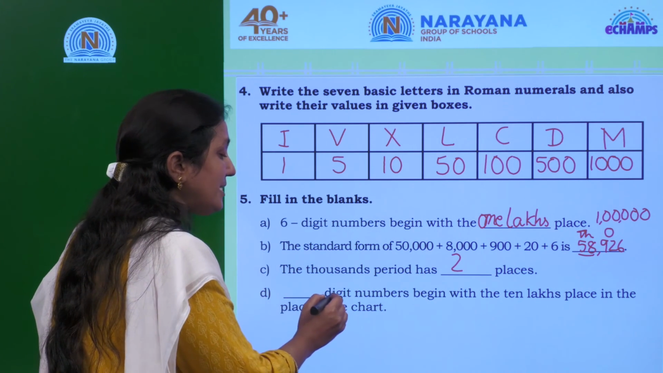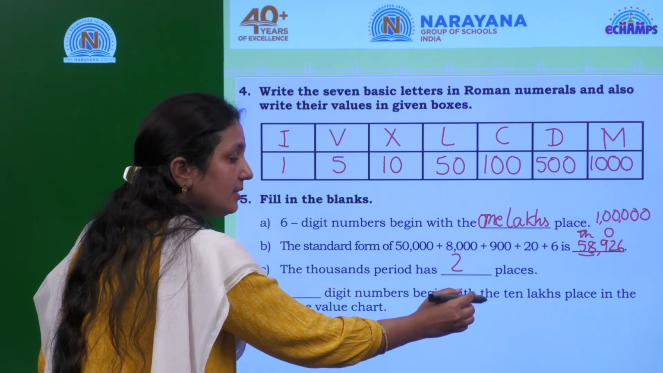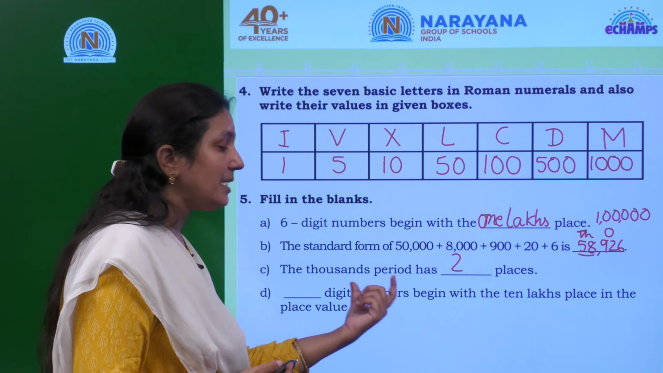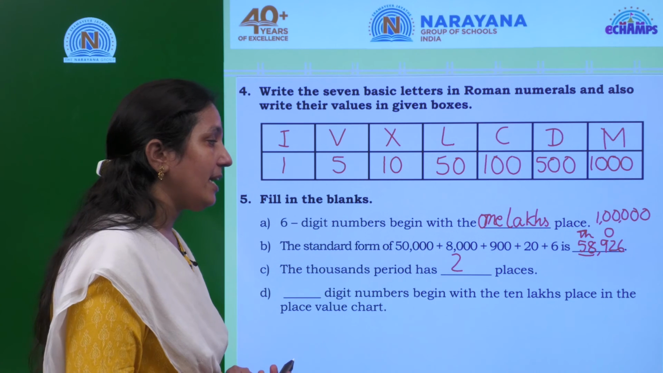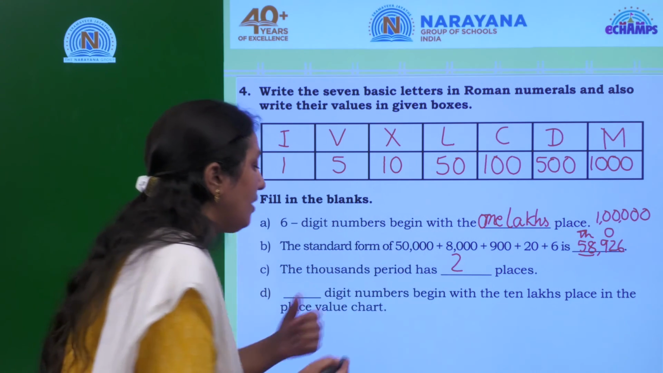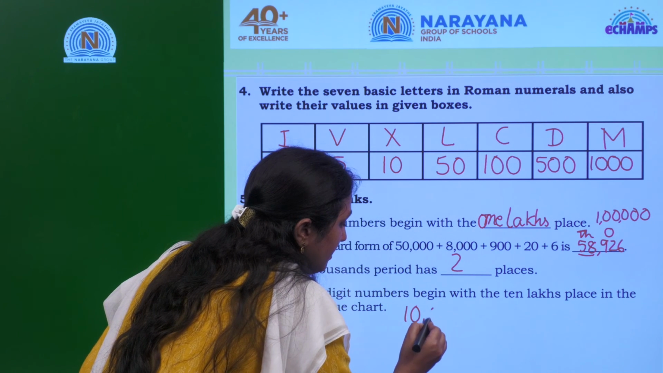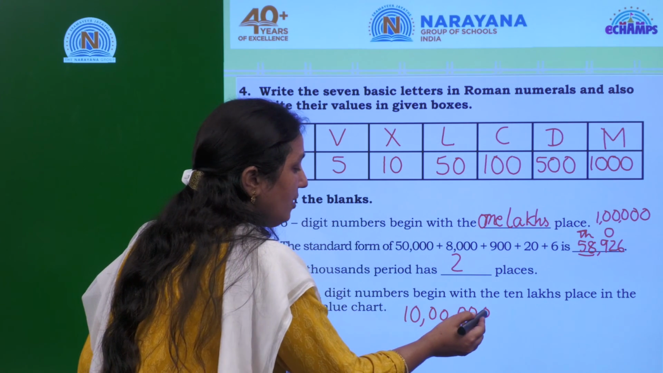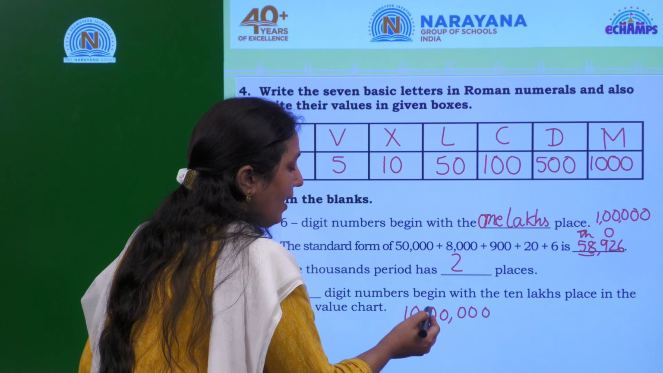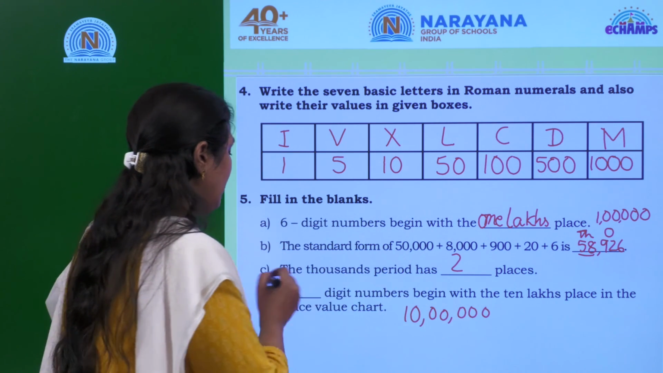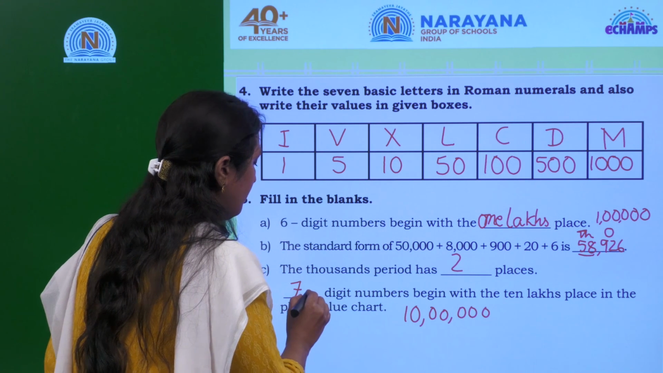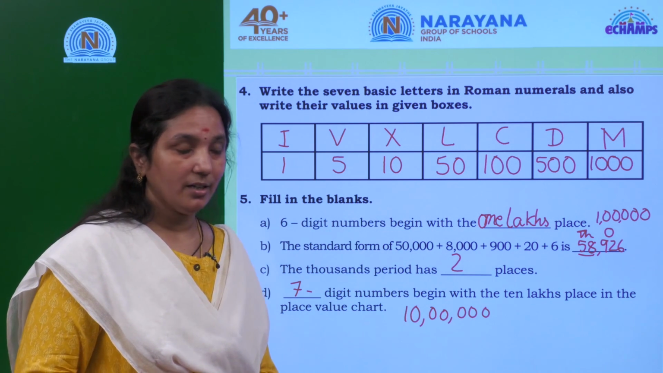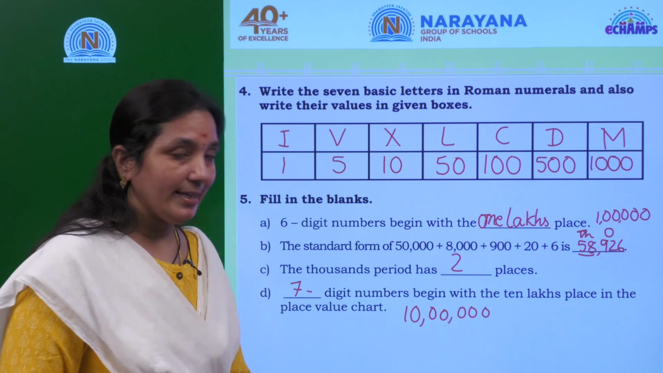Coming to next one, dash digit numbers begin with the 10 lakhs place in the place value chart. First, we have to write the 10 lakhs. How to write the 10 lakhs here? 10 lakh. So, how many digits are there in 10 lakh? See here, 1, 2, 3, 4, 5, 6, 7. So, the 7 digit numbers begin with the 10 lakhs place in the place value chart. You got it, children? Once again, practice. Thank you, children.